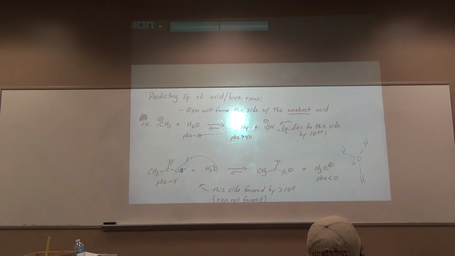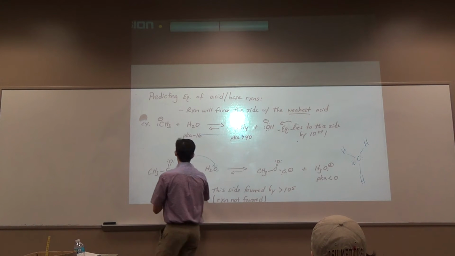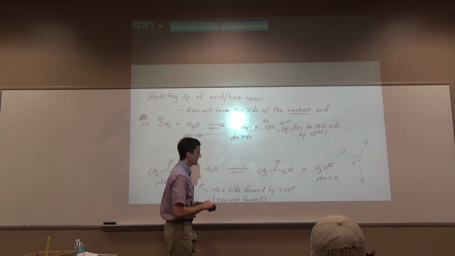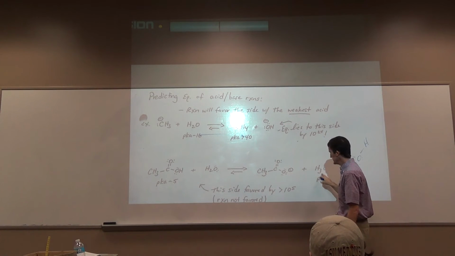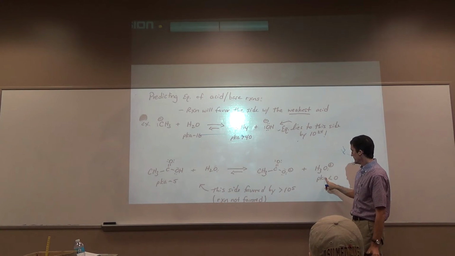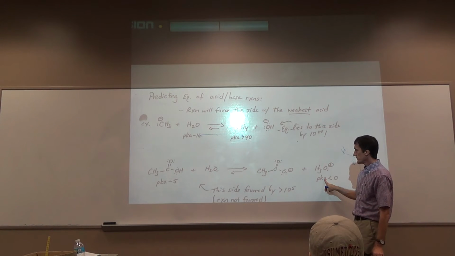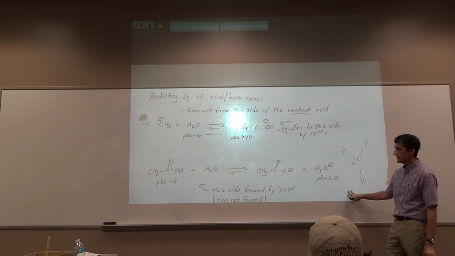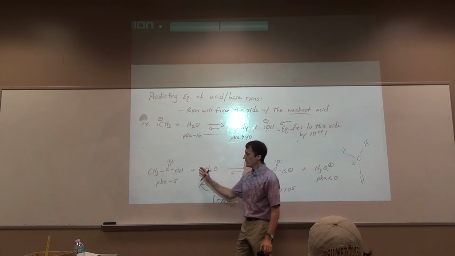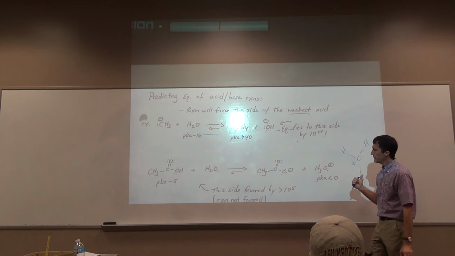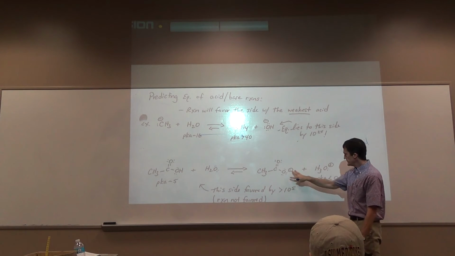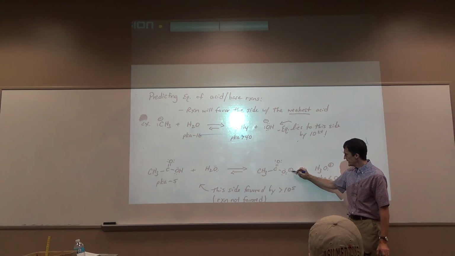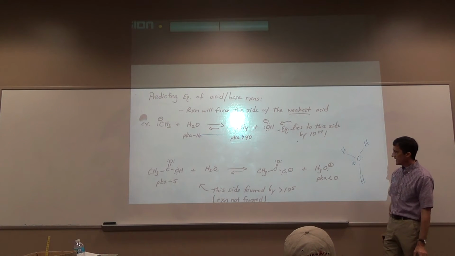Question? Why does the reaction favor the side of the weak acid? If this side was favored, it's an excellent question, but the answer may be, well, I can tell you because these two molecules are more stable than these two. Okay. But we need to get more specific. For example, if you're saying this side's favored, you're saying this carbanion versus this.